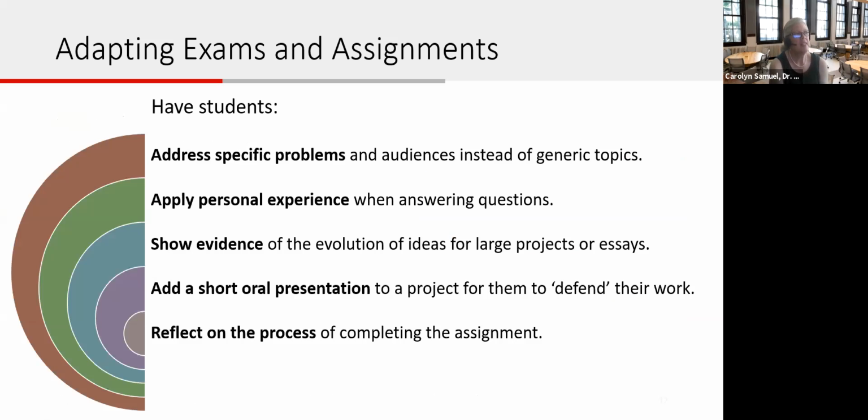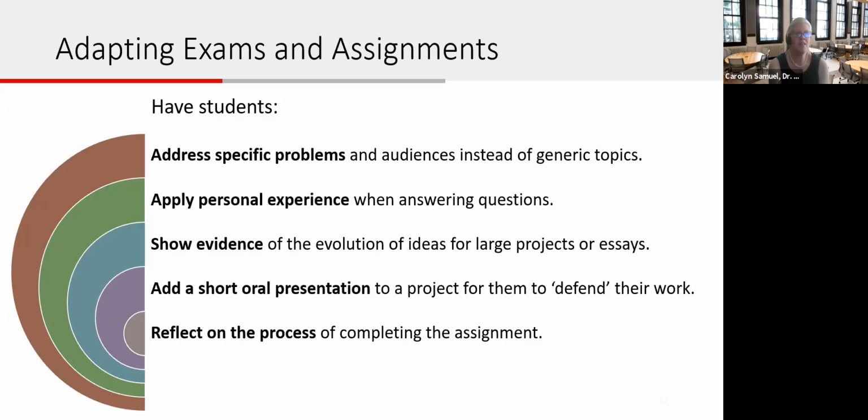These are some other ideas that would apply to adapting exams and assignments. Have students address specific problems and audiences instead of generic topics. So with audiences, I'm thinking about political science courses, you might have students write to different stakeholders in government, and you can assign students different stakeholders to write to.